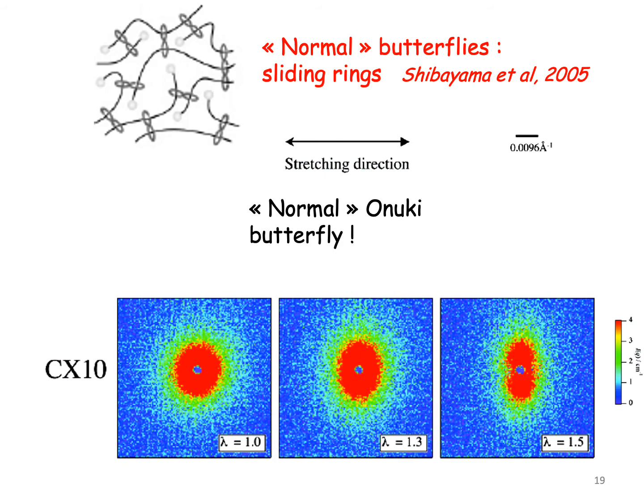However, to end this story, I will show you a case where we have normal butterflies, normal in the sense of Onuki, which were produced by a gel made of sliding rings, so no real heterogeneity and no freezing of these heterogeneities. And in this case, Shibayama showed that you have a butterfly in the opposite direction. That means in this case, the signal is decreasing along the stretching direction as for a single object.